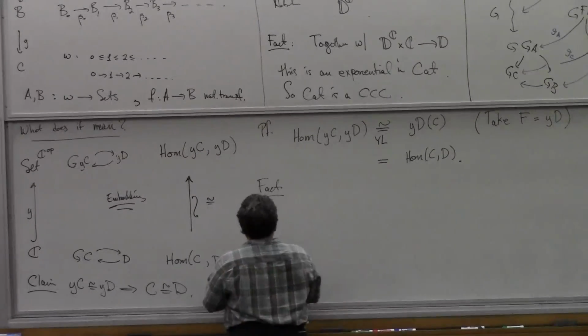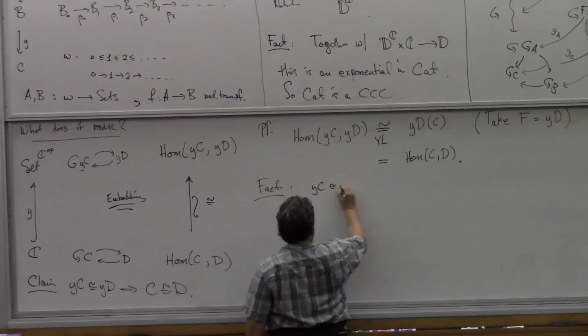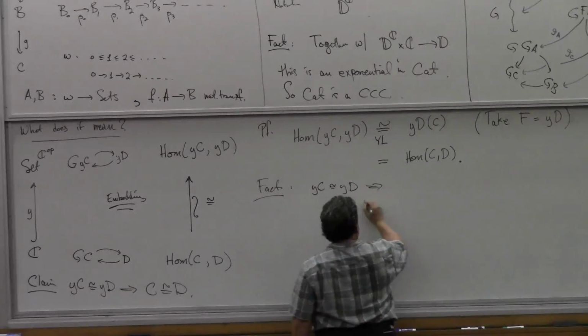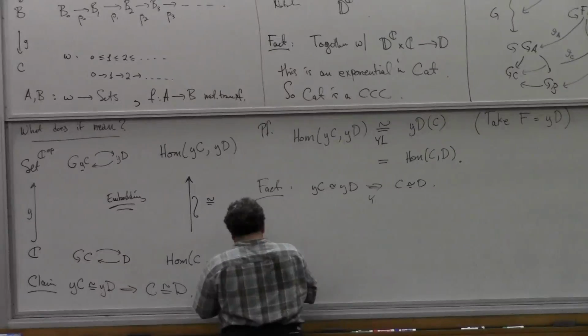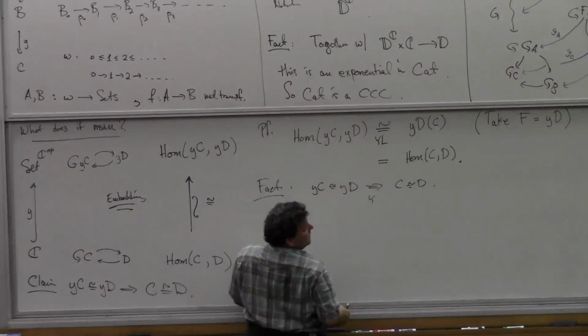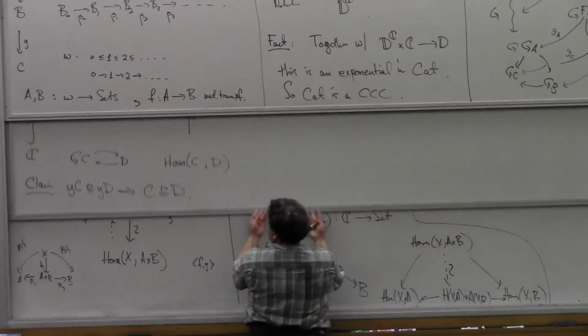So I'm going to use this fact. Let me put it right there. I'm going to use that fact. If YC is isomorphic to YD, then by Awodey, C is isomorphic to D. And now I can do some of these homework problems. Where should I do them? Do it right here.